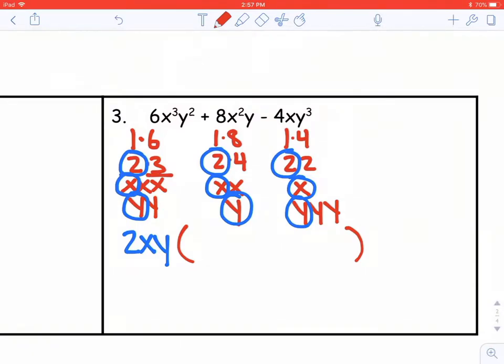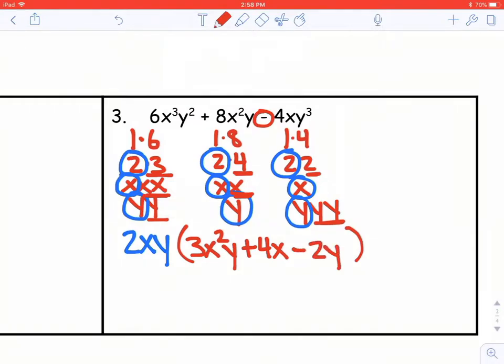So we have 2 x's and a y. So let's write that all back together again as 3x squared y. We have a 4 and an x left over in the middle. So positive 4x. And then we have 2 and then y. We have 2 y's left over. And the original sign was negative, so we need a negative 2y squared left over.